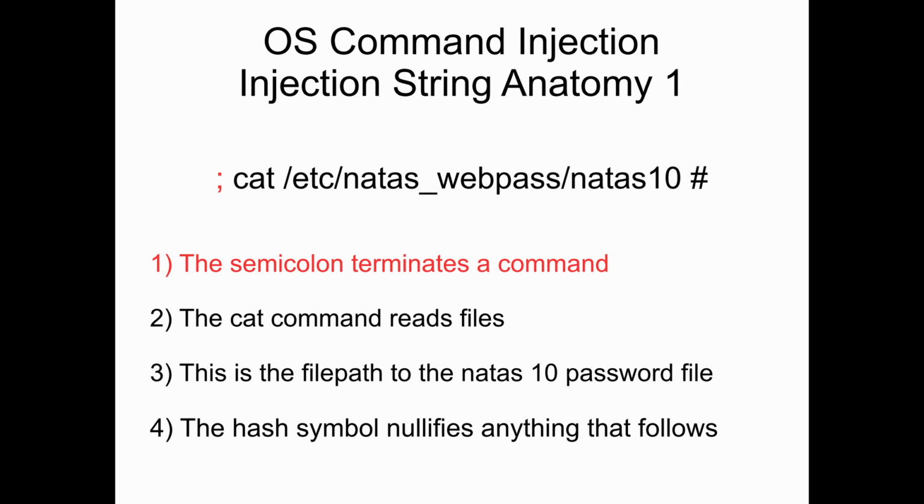The semicolon at the start of the command is a terminator, so whatever other command the passthru PHP function was going to run is interrupted. The command we run is called cat, which is the typical command used to read files in Linux. Next is the file path leading to the Natas 10 password file. And finally, the number symbol comments out whatever else the passthru PHP function was going to run.